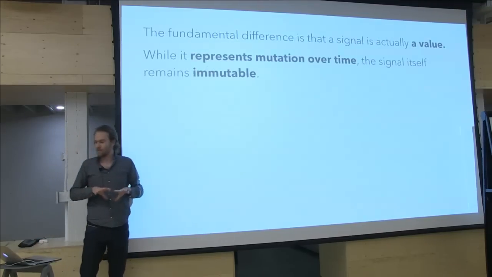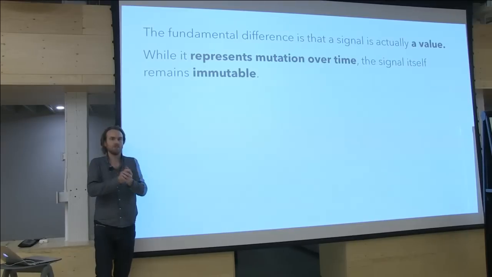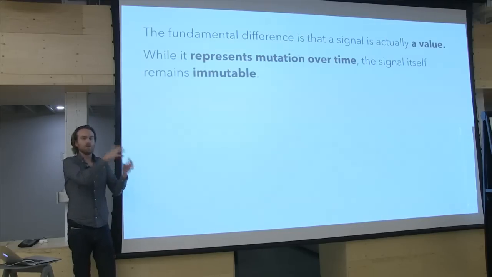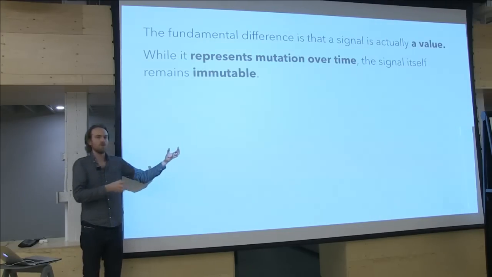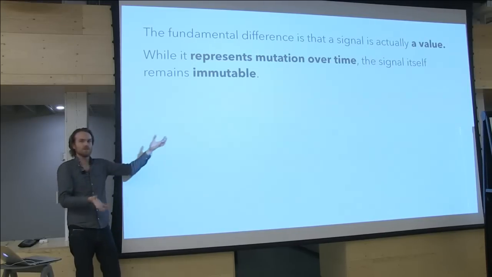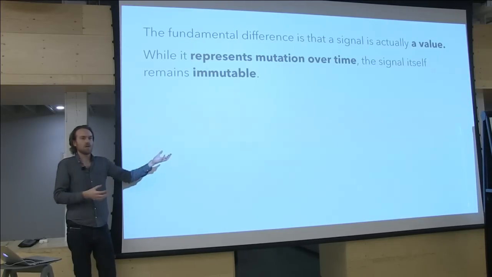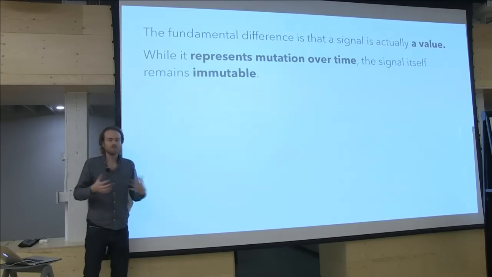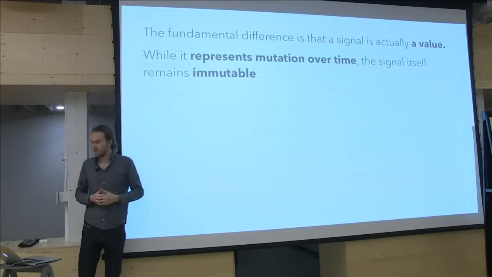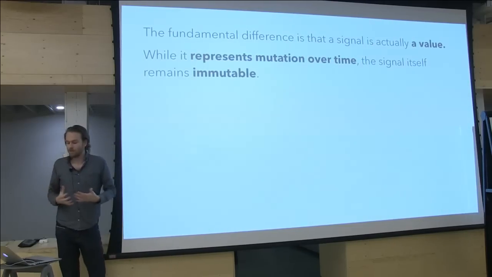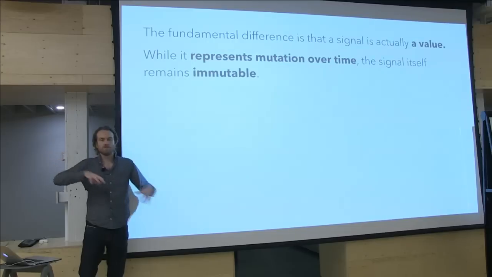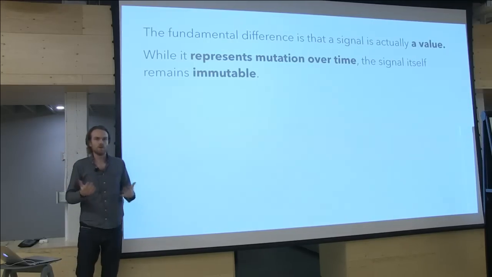The difference is that a signal is actually a value. It represents change over time, but the signal itself, when you work with it in code, is immutable. When you transform it into other signals through these functions that you're going to see, its behavior doesn't change for anyone else who wants to transform it into different things. This is nice for all the reasons that immutability is usually nice. It lets you reason about the code better. You can share these signals with other parts of your code and not worry about what other parts of your code are going to do with it.